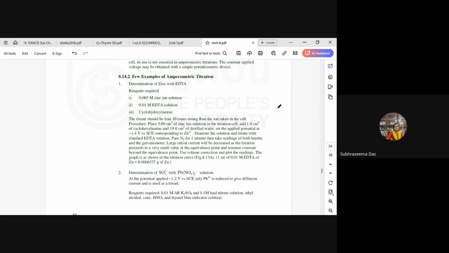Then coming to a few examples of amperometric titration. First is the determination of zinc with EDTA. For this process, the titrant should be 10 times stronger than the Zn2+ ion. 5 ml of zinc ion solution is kept in the titration cell, and 1 ml of cyclohexylamine and distilled water are added, and the applied potential is set. Now the solution is deaerated and nitrogen is passed for 1 minute. Then the large current will decrease to a small value as the titration proceeds, and this process is repeated, and finally the readings are plotted.